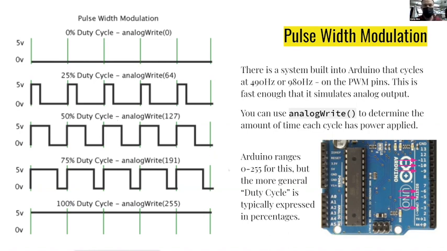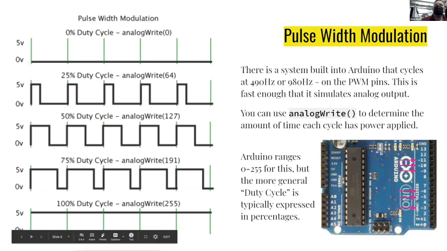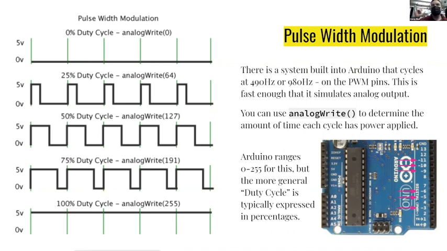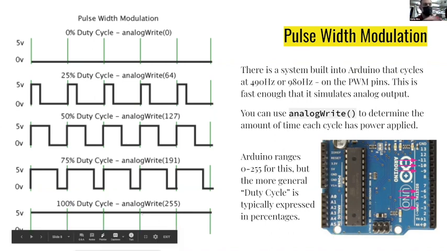This trick is something that lets you play with dimming. So even though we're going to talk about motors, think about an LED. If I have my LED on for 100% of the time, so I analogWrite 255, that's a full brightness LED.